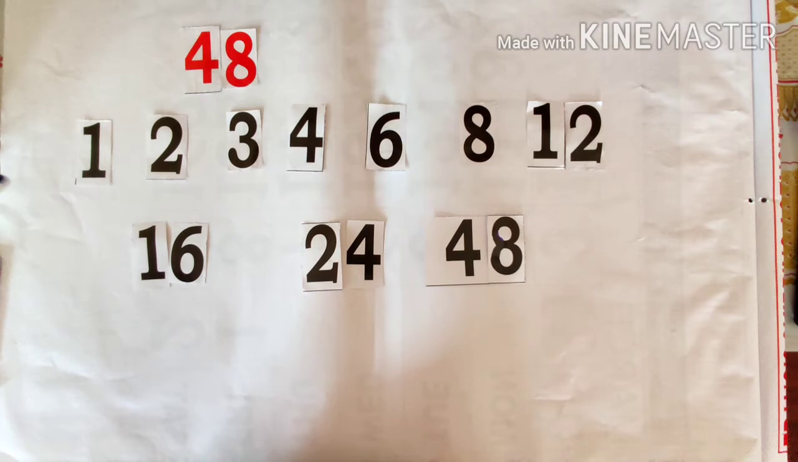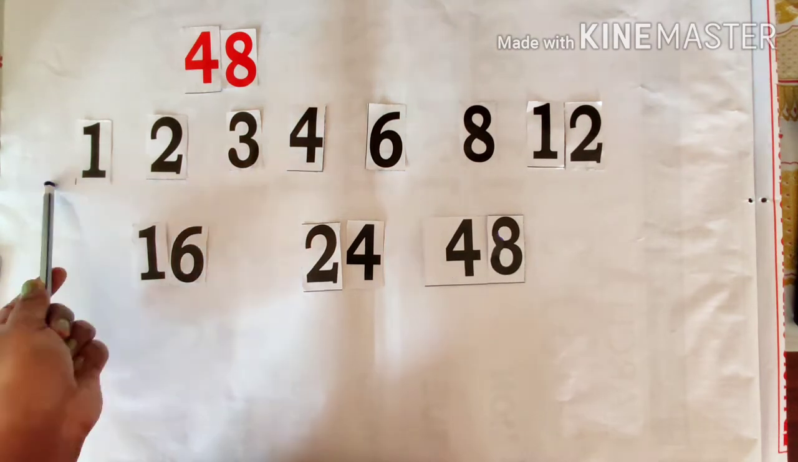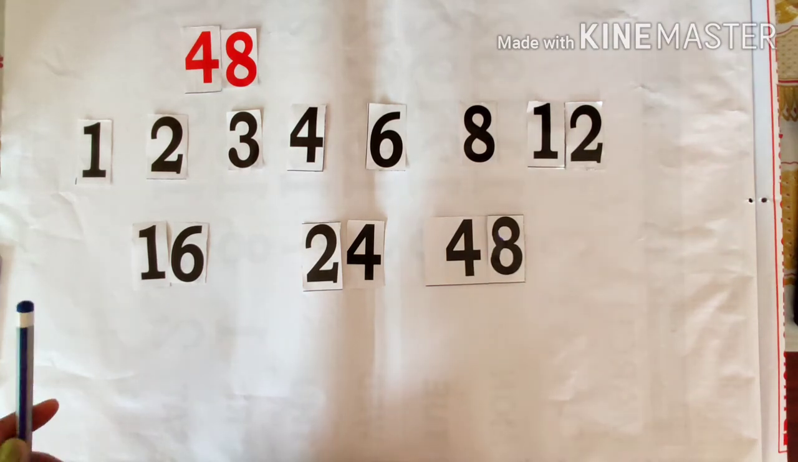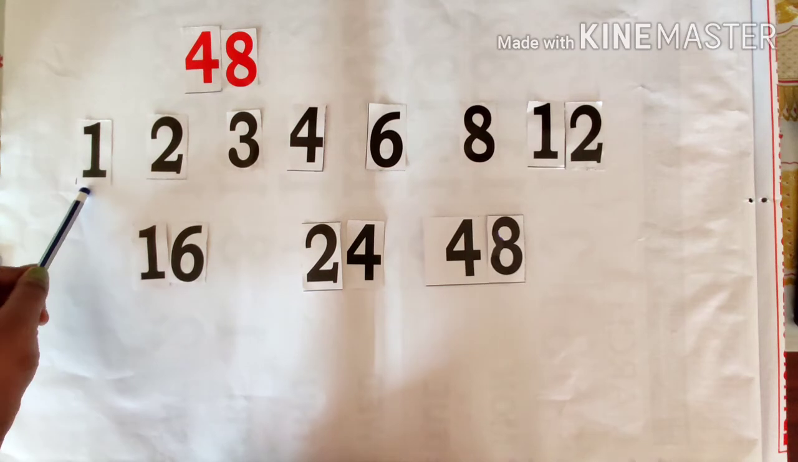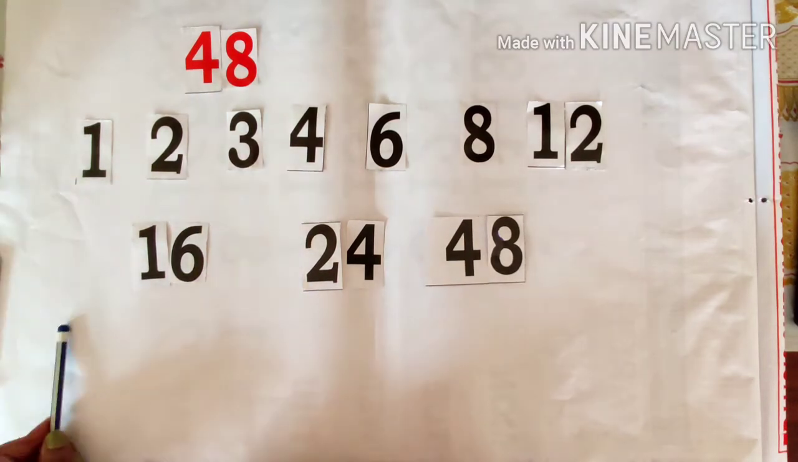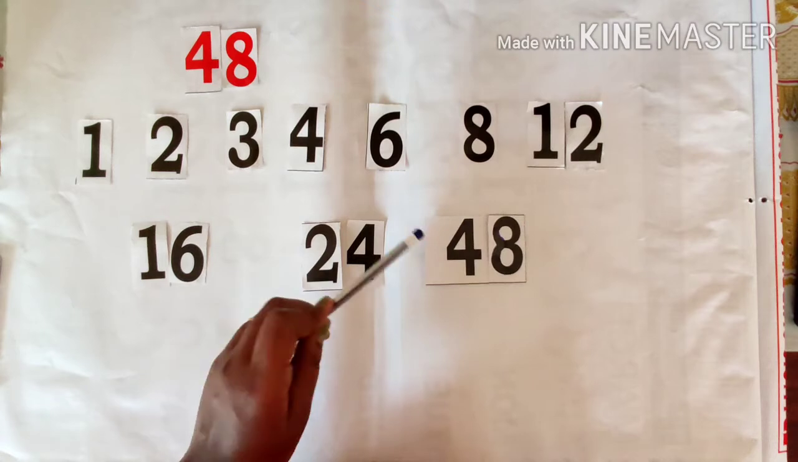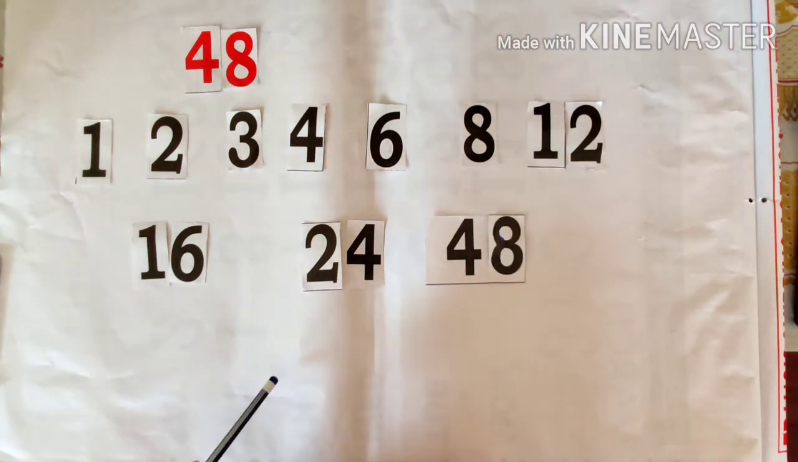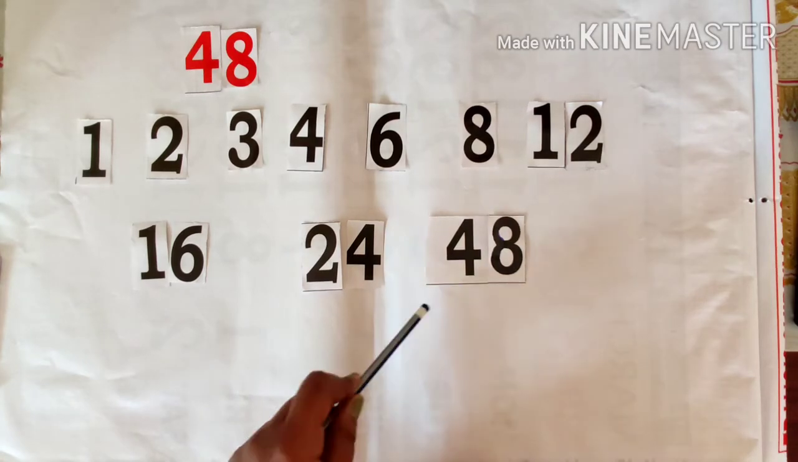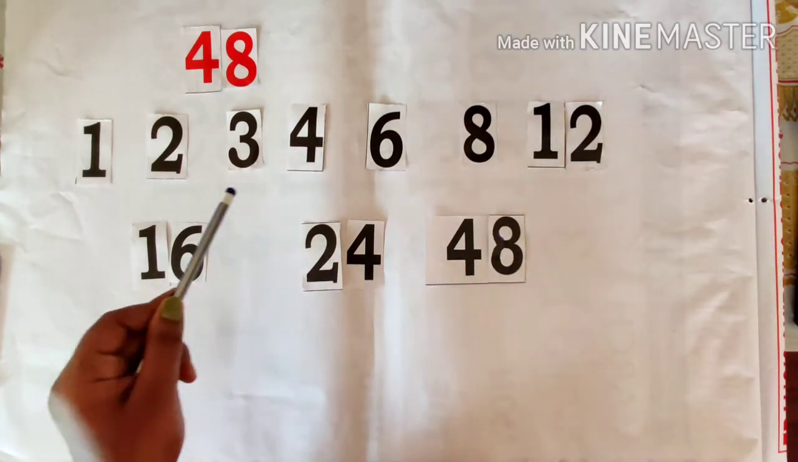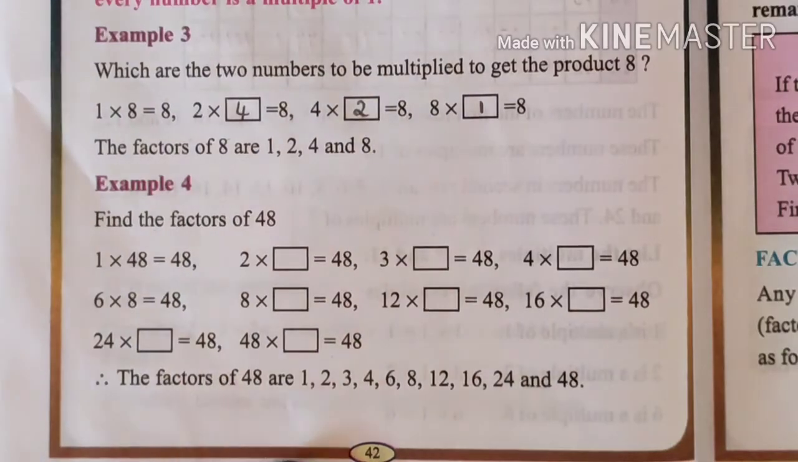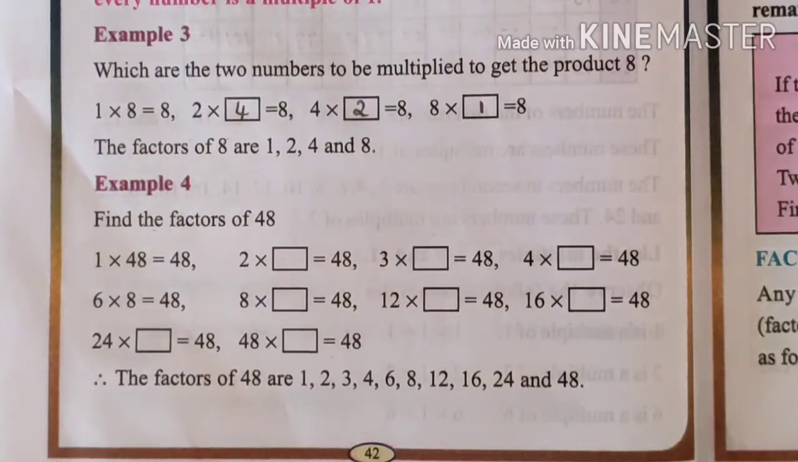We have already seen that 48 is the multiple of these numbers. This is how we can conclude that 1 is a factor of every number and every number is a factor of itself. The factors of any number will be either equal to or lesser than the number. They can never be greater than the number. This we have already seen in the example.